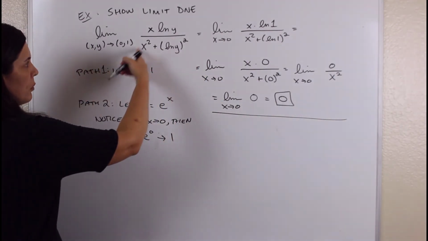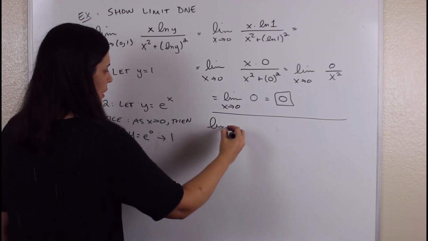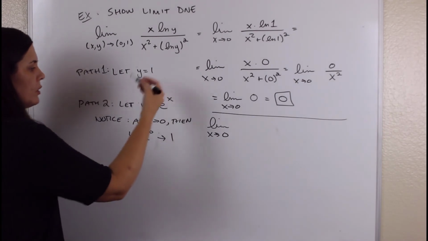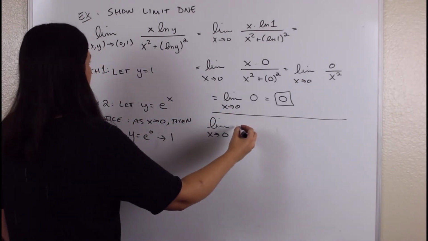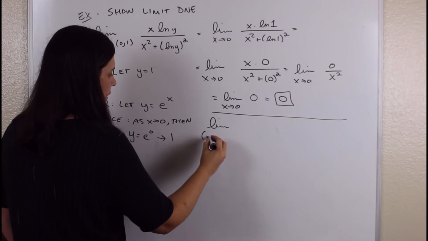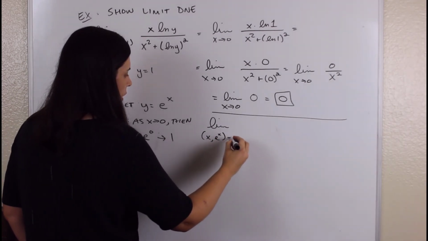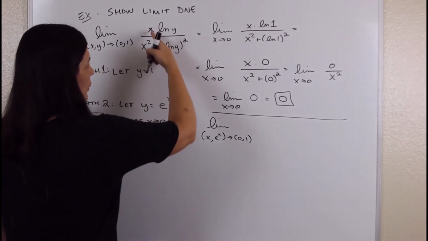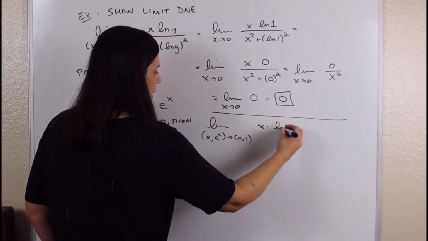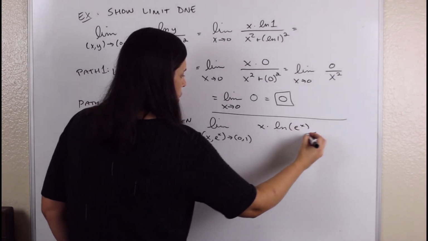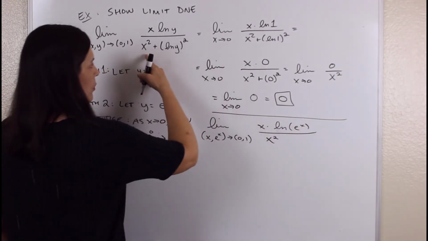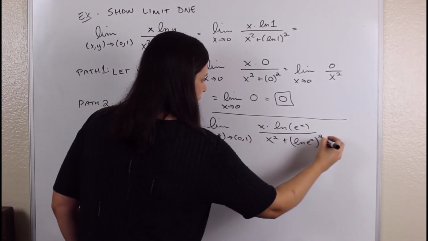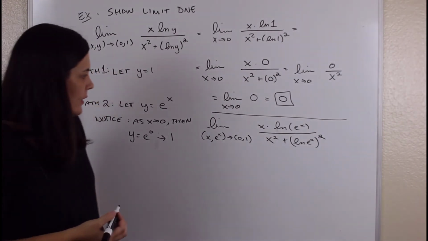So from here, plugging that in for y, so the limit as x goes to 0, and then y goes to e to the x, so x and then e to the x, 0 comma 1, approaches the same point. We have x times natural log of e to the x over x squared plus natural log of e to the x, quantity squared. Alright, now let's simplify.